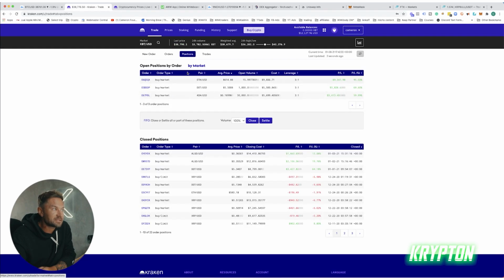But if I go into my positions, you can see here, I have ETH, which I bought on 3-to-1 leverage, and I currently have a 95% profit on here. I bought DOT on 3-to-1 leverage. I currently have a 70% profit on here, and I bought ADA on 3-to-1 leverage, and I have a 59% profit on that right now. And you don't want to go too crazy with leverage. The only reason why I like to do about 3-to-1 on here is that it allows me to have more free cash to diversify more in my portfolio without only being able to use cash on my account.